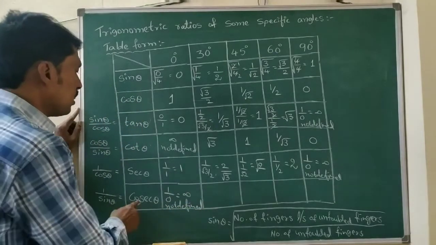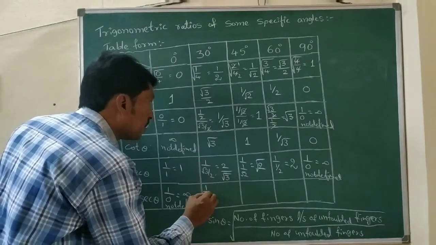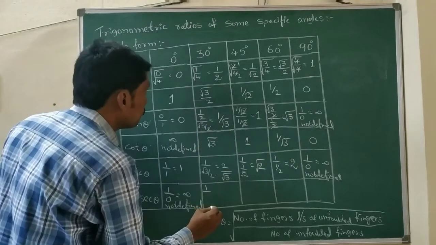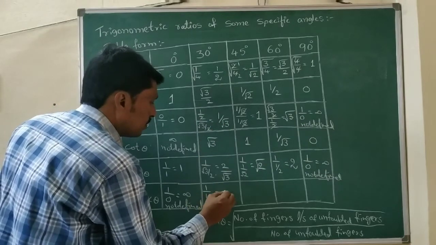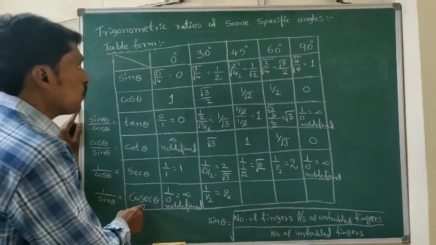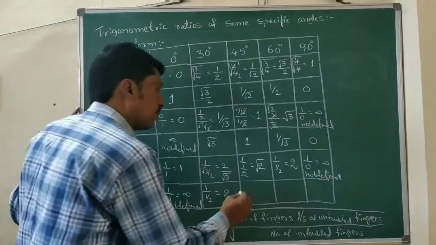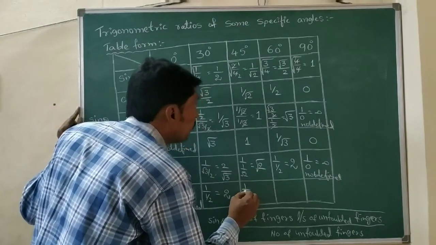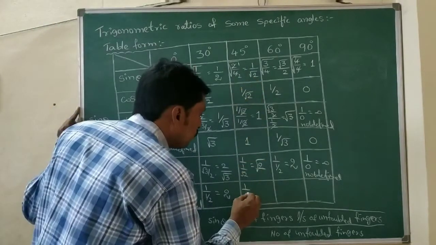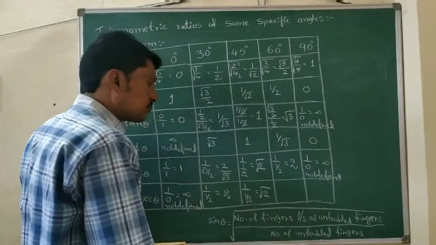Next, cosec 30. Cosec 30 means 1 by sin 30. Sin 30 value is 1 by 2, so that equals 2. Next, cosec 45 means 1 by sin 45. Sin 45 value is 1 by root 2, so that equals root 2.